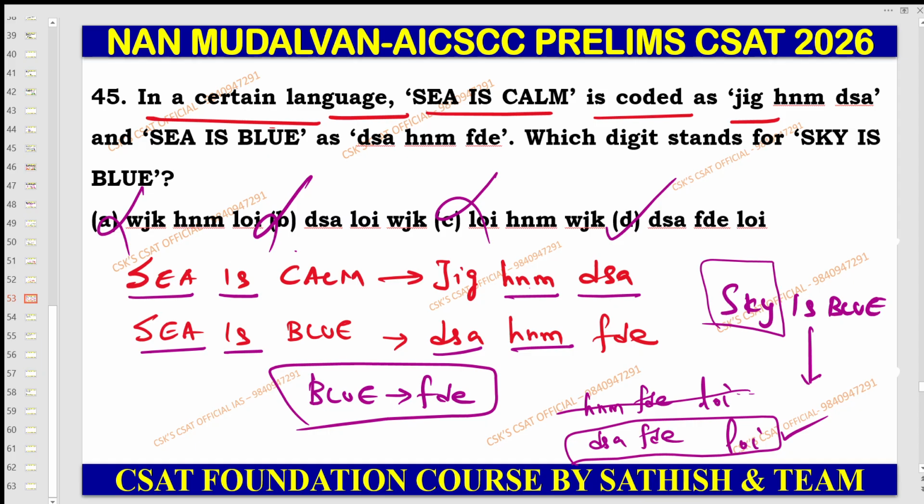But if you check the options here, two new words are introduced in the first option, WJK LOI. So here only one is new. Sky is the only new one here. The rest are already present: blue you already identified as FDE. FDE is present in only one option. That is the answer. Suppose two FDEs are there, how to check? Whether HNM FDE LOI is there or DSA FDE LOI. Understood? Shall I move to the next?